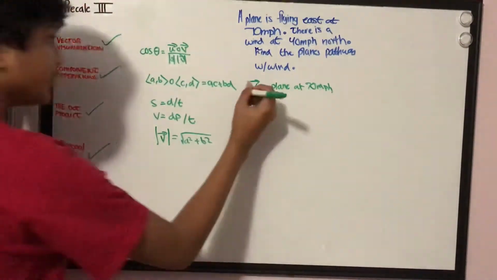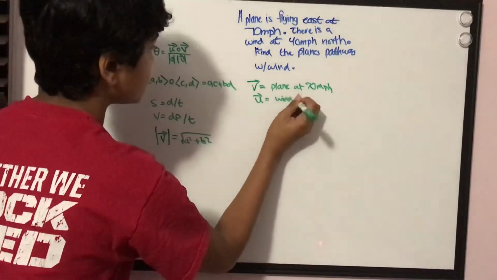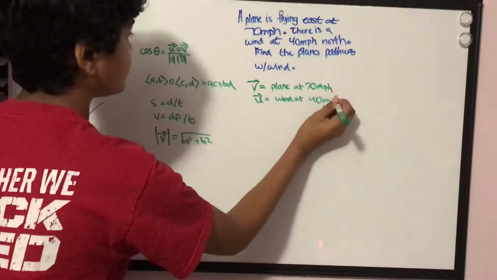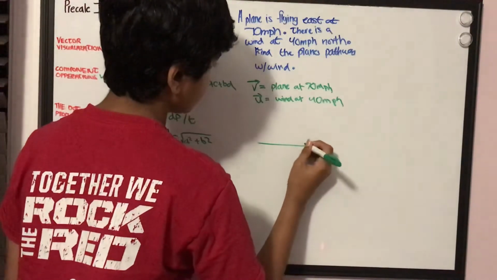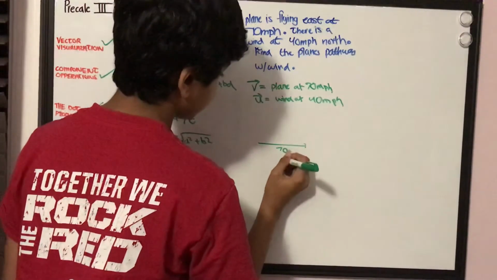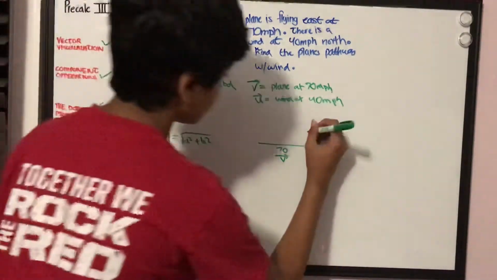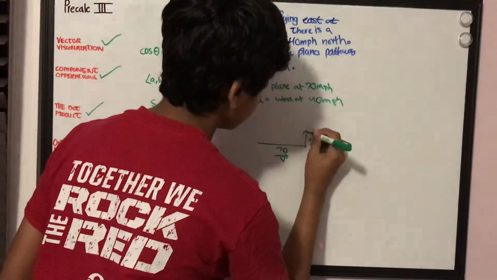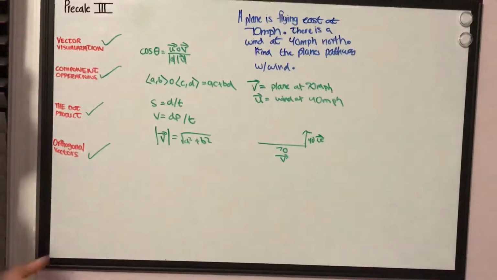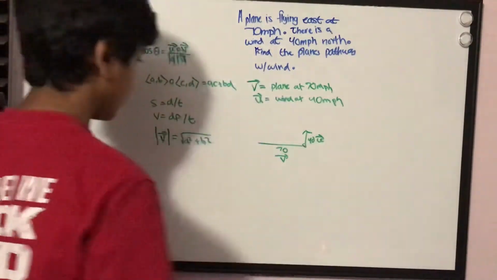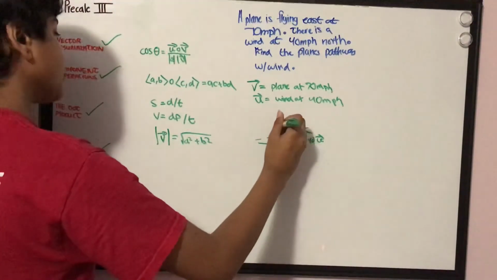And we can say vector u is equivalent to the wind at 40 miles per hour. Okay, so we know which direction east is, so vector v is basically at 70, and then it goes north for about 40, and that's vector u. If something should jump out at you, it's that this is a right triangle. They're orthogonal. That means we just have to use the Pythagorean theorem to figure out what this side is.